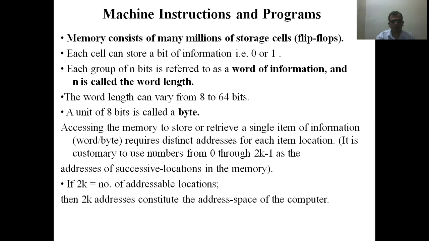Accessing the memory to store or retrieve a single item of information requires a distinct address for each item location. In order to find any item or location, we need an address. Address refers to the location of the particular data. It is customary to use the numbers from 0 to 2^k minus 1 as the addresses of successive locations in the memory. If 2^k is equal to the number of addressable locations, the 2^k addresses constitute the address space of the memory. So it initially starts from 0, and at the end will be 2^k minus 1.